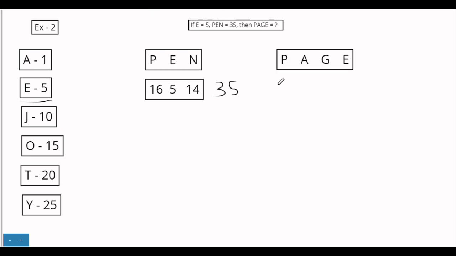So for page, P is 16, A is 1, G is 7, and E is 5. Now if we add all the numbers, which is 16 plus 1, 17, 17 plus 7, 24, and 24 plus 5, 29, we get the answer 29. So the code for page will be 29. On to the third example.